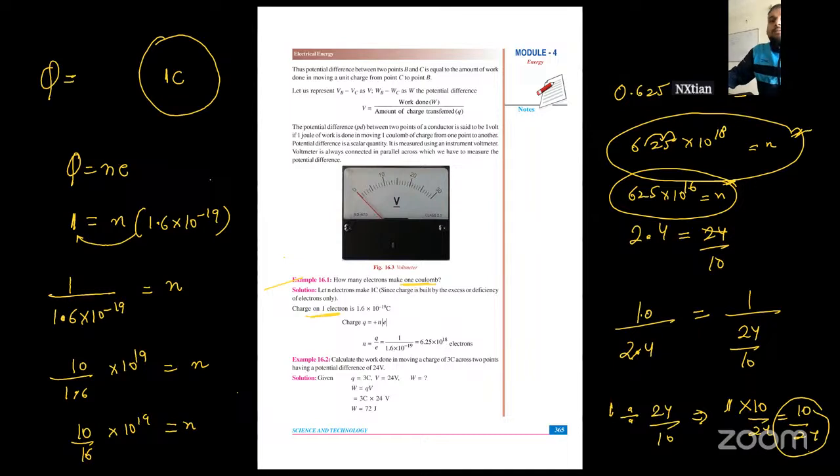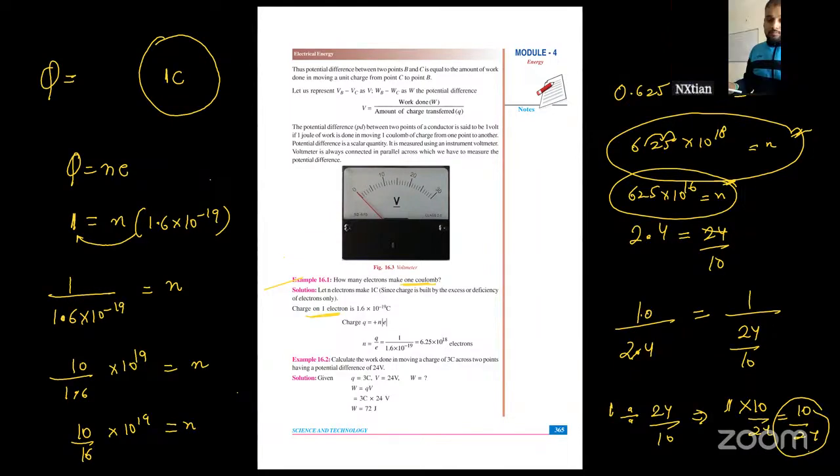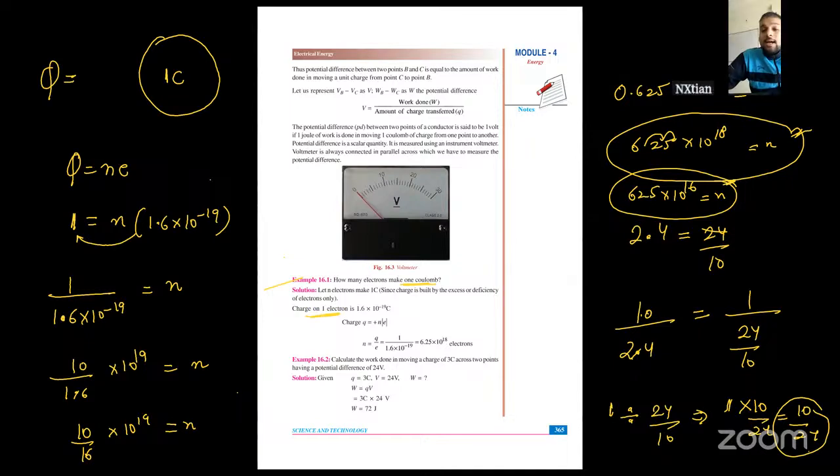Next, Abigail, please ask me. Sir, I'm just looking through which are my doubts. Sam, you don't have any doubt? Sir, now which chapter do we have to complete? How much is one coulomb? Coulomb is the unit of charge. 1 coulomb charge, 2 coulomb charge, 3 coulomb charge. Coulomb is always charge.